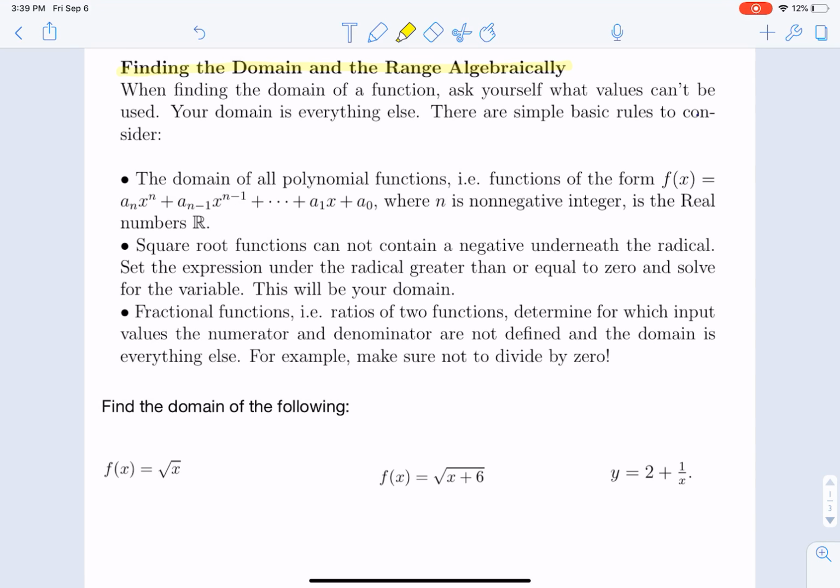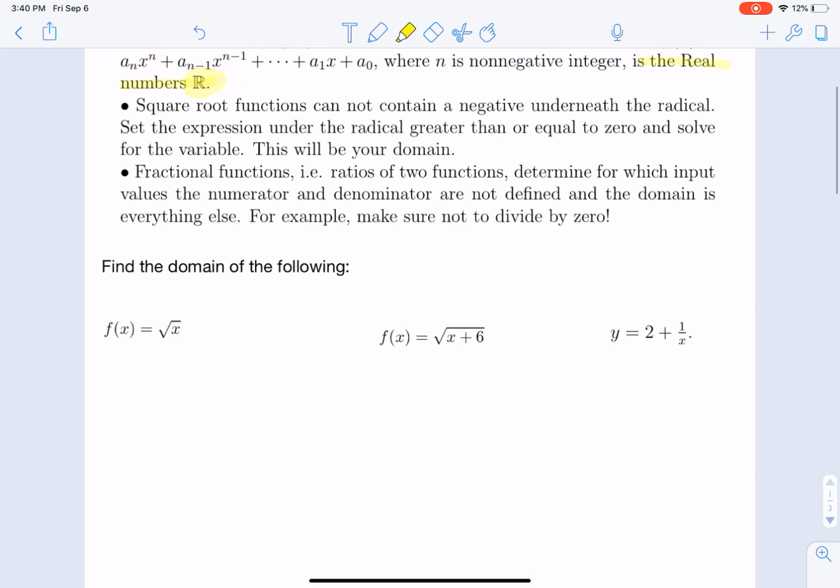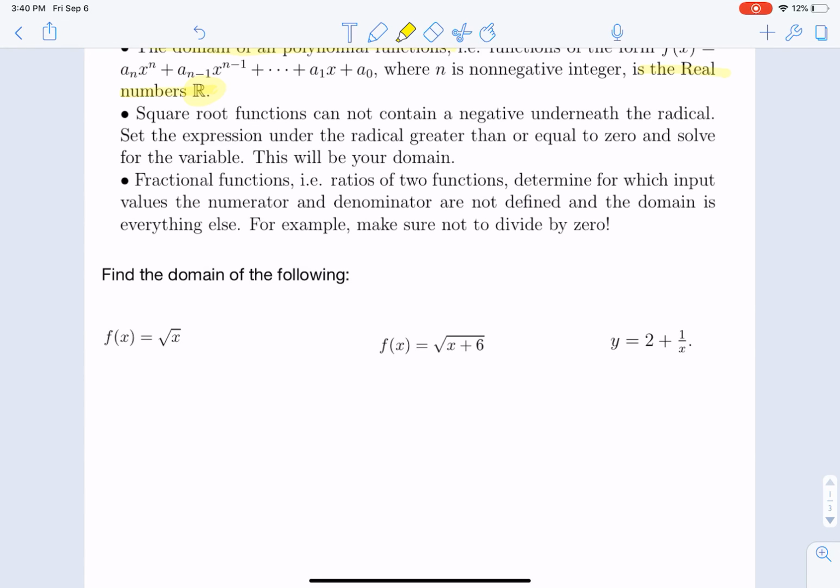So there's two simple rules to follow, and then everything else falls under the heading of all real numbers. The domain of all polynomial functions is always all real numbers, and we write that using this funky little R right here. There are two main rules that we need to follow. One of them is when we have a square root, and the other is when we have a fractional function or a rational function.